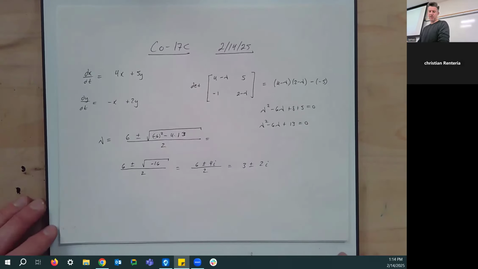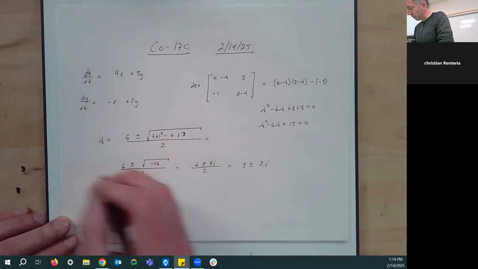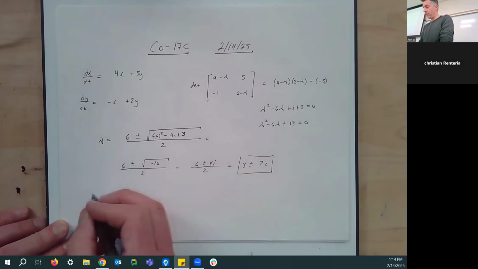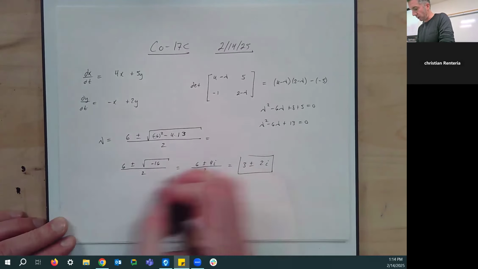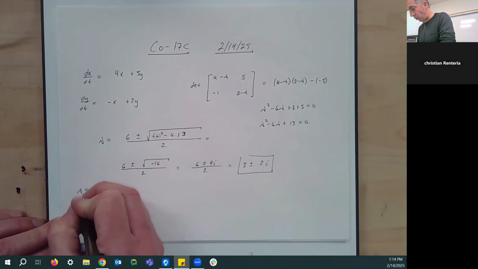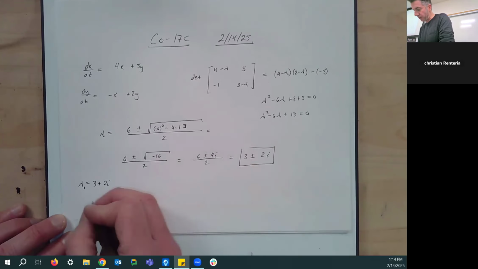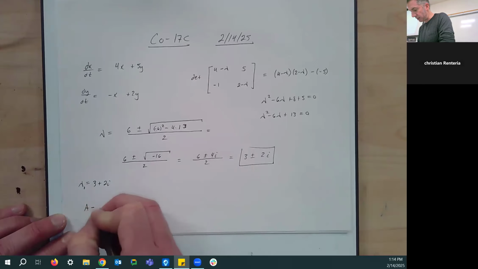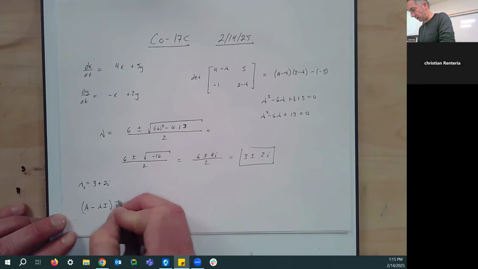This might be the time where I would encourage you to find the eigenvectors by setting A minus lambda I times your vector equal to 0. To find the eigenvectors, I would almost always start with the one with the positive imaginary part. So we're going to say, great, for lambda 1 equal to 3 plus 2i, we're going to have A minus lambda I times our unknown eigenvector equal to 0.